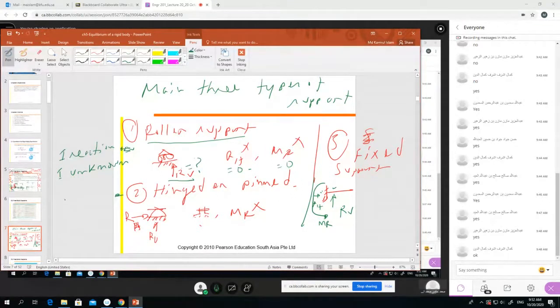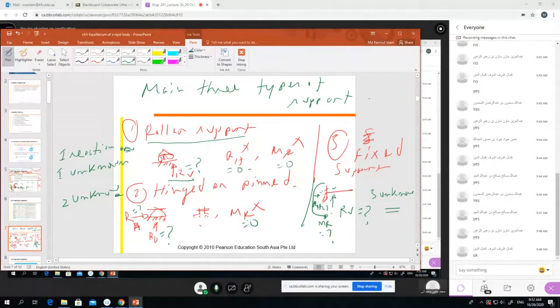For number 2, we have two unknowns, or two reactions. We don't know their values; we already know this one is 0. Here we have three unknowns, right? We don't know this value, we don't know the moment value, we don't know the RH value. We have three unknowns.